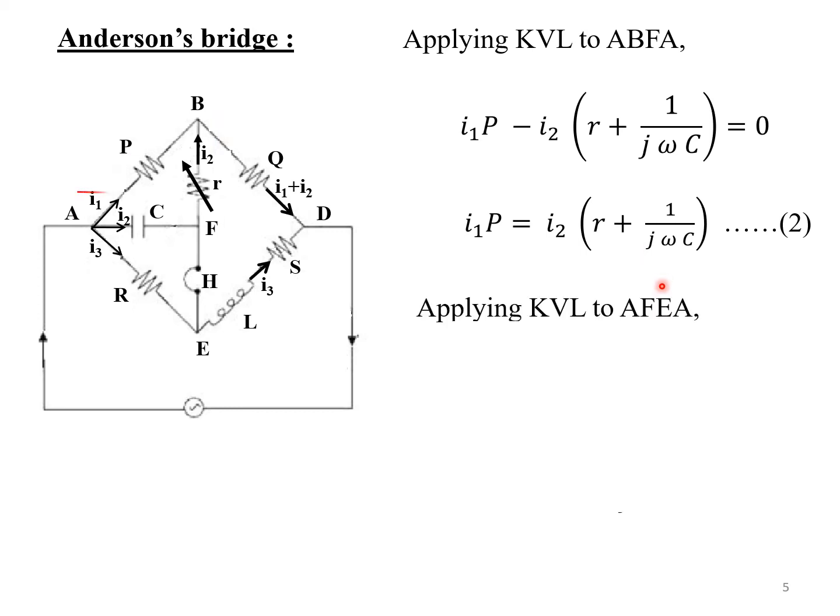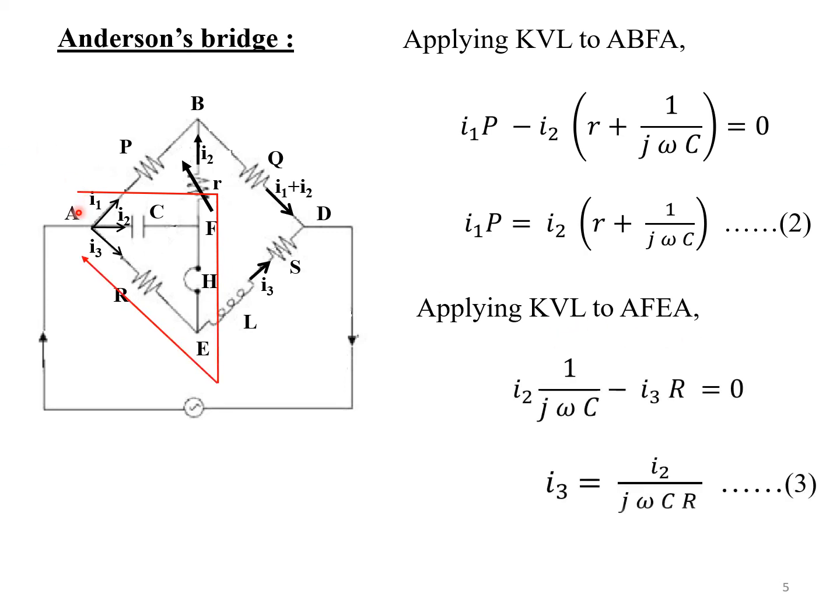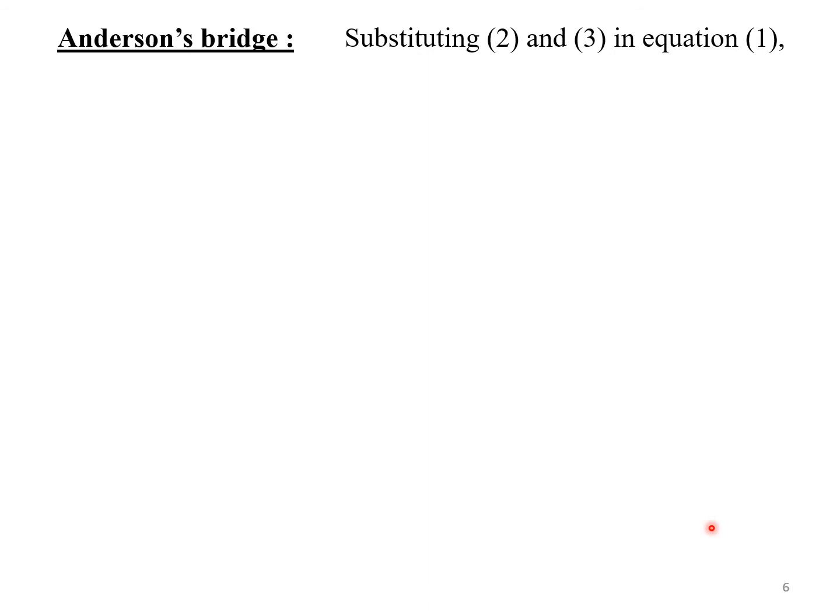Similarly, we can consider another loop, namely AFEA, A to F to E to A. In this case, current I2 is positive. Here there is no current. And in this particular branch E to A, the current I3 is minus. And no source of voltage. Therefore, we have I3 is equal to I2 divided by j omega CR. These are the three important equations that we have written.